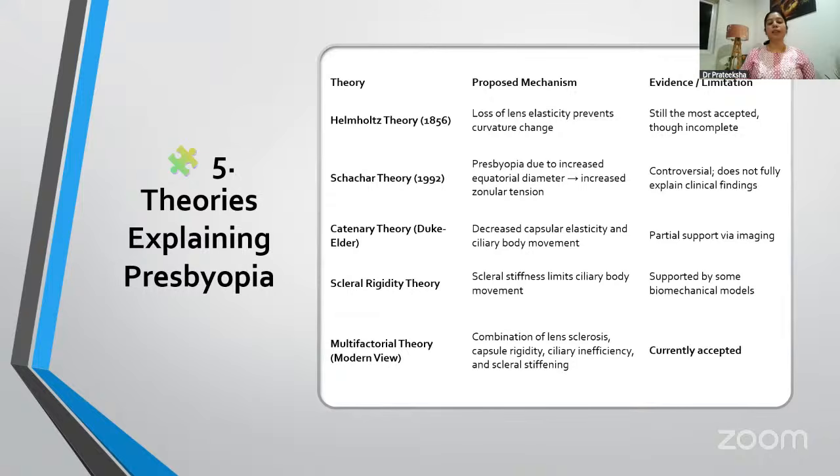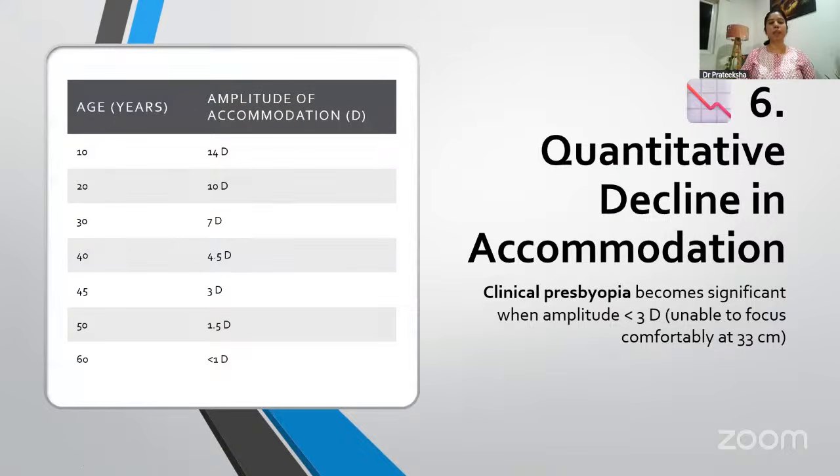Then the catenary theory, Duke-Elder's theory: decreased capsular elasticity and ciliary body movement, with partial support via imaging. Scleral rigidity theory: scleral stiffness limits ciliary body movement. It is supported by some of the biomechanical models. And then we have the multifactorial theory, which is the modern view: a combination of lens sclerosis, capsule rigidity, ciliary insufficiency, and scleral stiffening. This is the currently accepted theory.